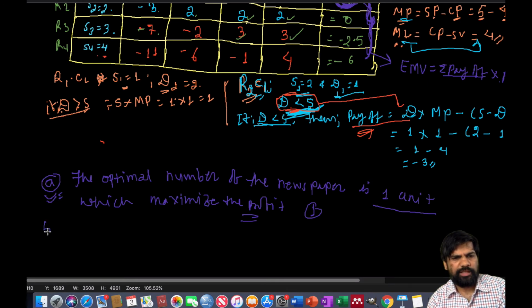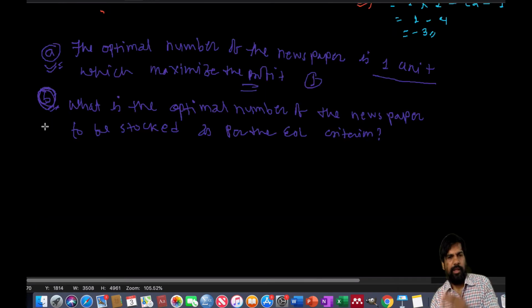Now let's move to decision B from the questions. Now we have to make another decision over here, which is part B. We can see here: what is the optimal number of newspapers to be stocked as per the expected opportunity loss method?